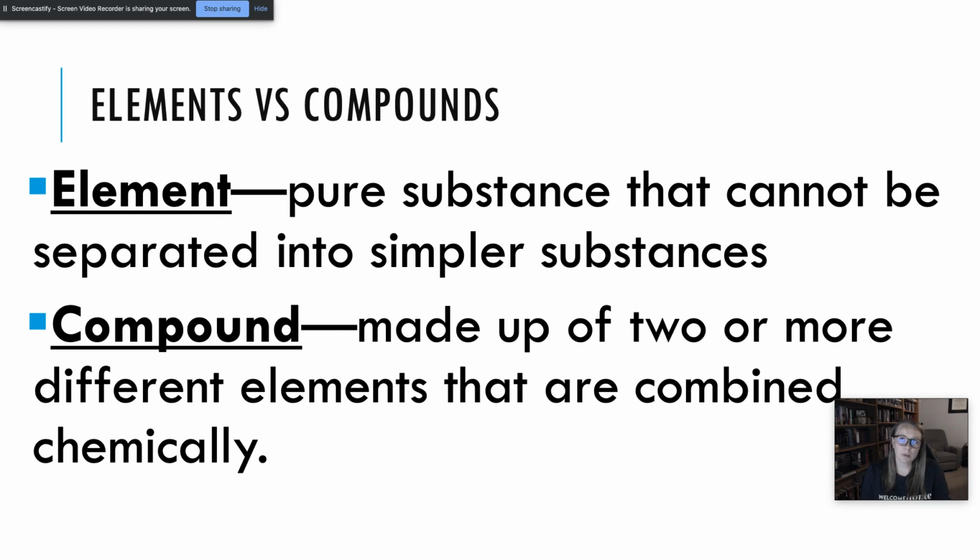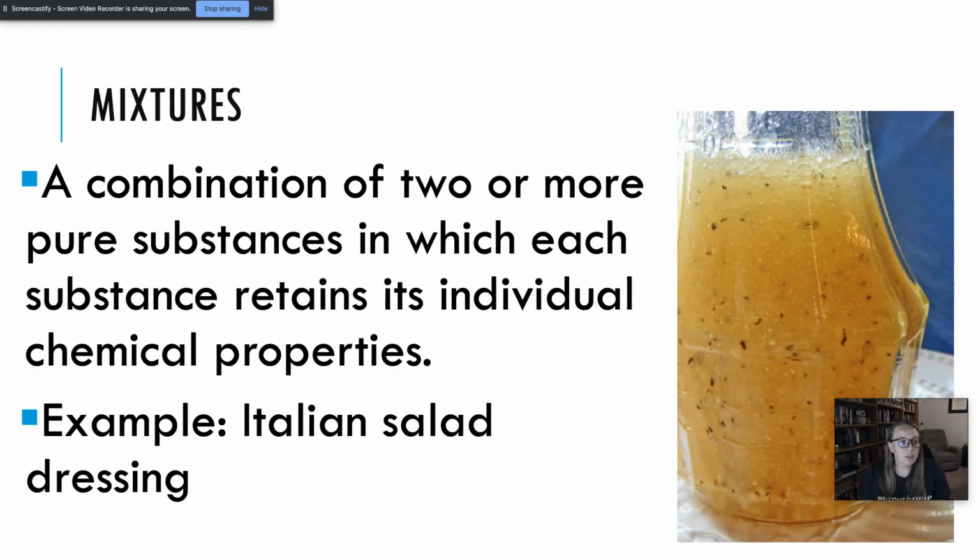Earlier we talked about how water and oil are mixed. Those aren't combined chemically; they're combined together in the same container, but the water is separate. It's not bound to the oil. A compound is when they're bound together. You can also have mixtures. That's like the water and the oil: a combination of two or more pure substances in which each substance retains its individual chemical properties.